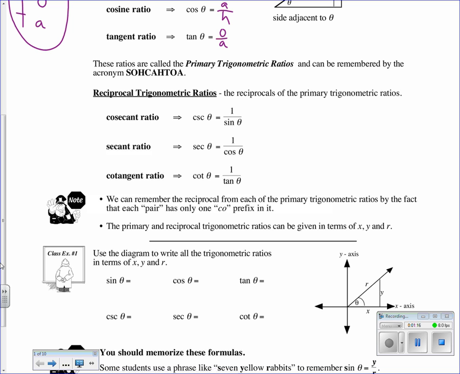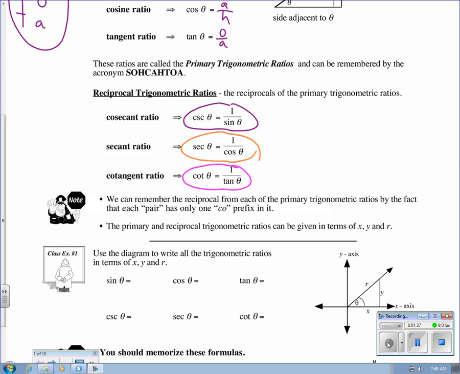So these are relationships you're going to have to learn. They're new. So cosecant is the reciprocal of sine. Secant is the reciprocal of cosine, and cotangent is the reciprocal of tan. Your formula sheet describes tan, cosecant, secant, and cotangent. It does not define sine and cosine. So sine and cosine are those base trig ratios that you have to know.